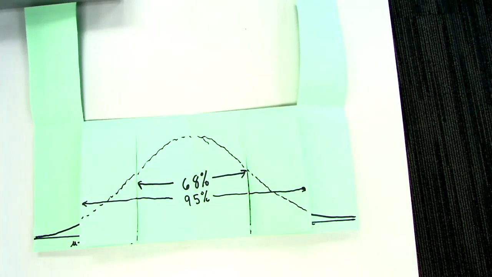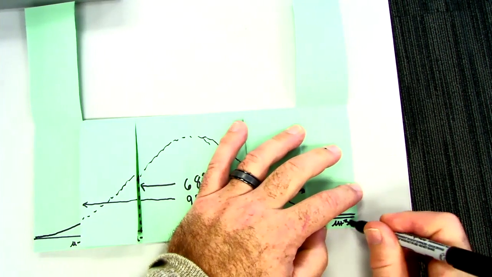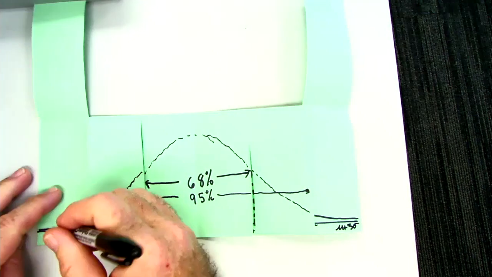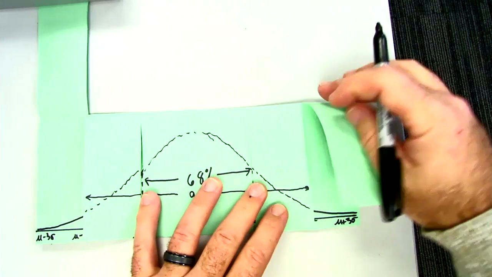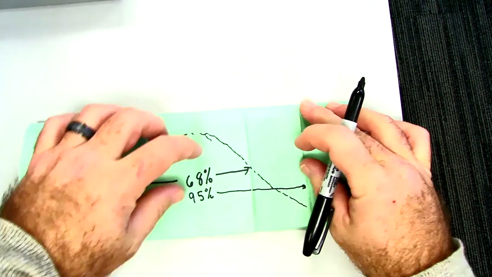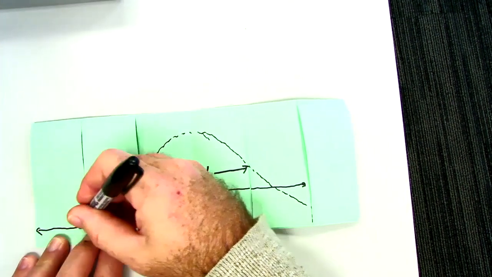Remember the rule is 68, 95, 99.7%, sorry. The next lines, fold down the last one. That far edge is mu plus 3 standard deviations, and this one over here is mu minus 3 standard deviations. If we close those windows, that's where 99.7% of all the data will be located.